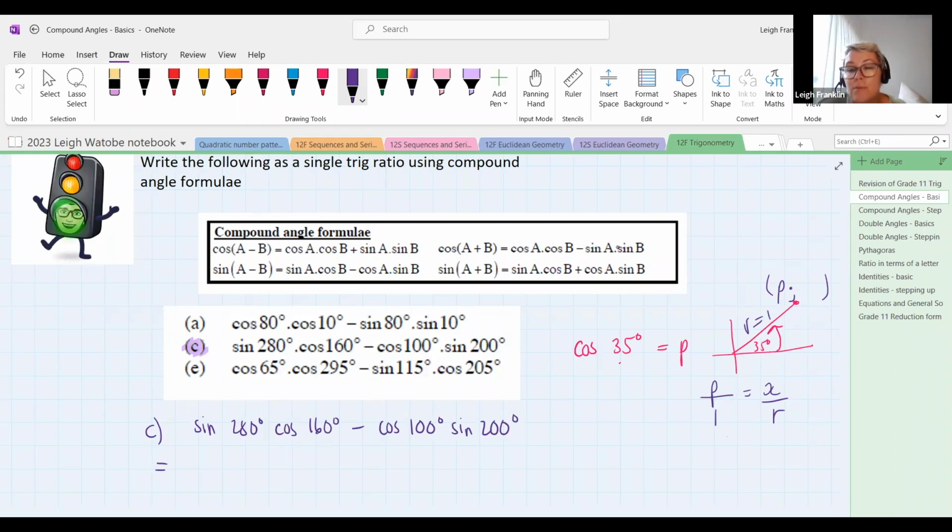Yes, ma'am. I just wanted to know where the quadrant would be? Yeah, no, it would be in quadrant 1. It's an acute angle. That's not a problem.